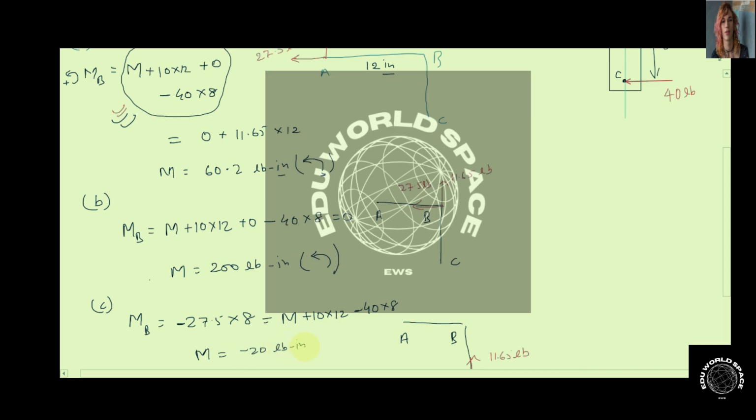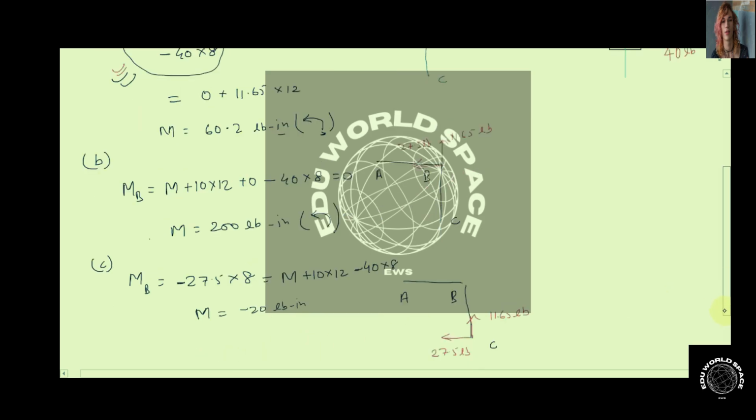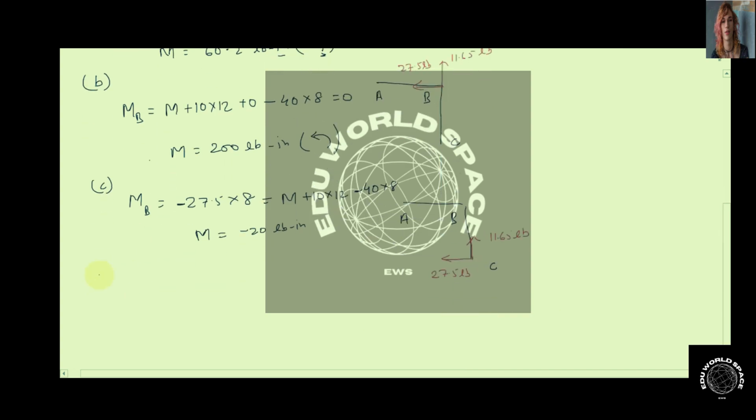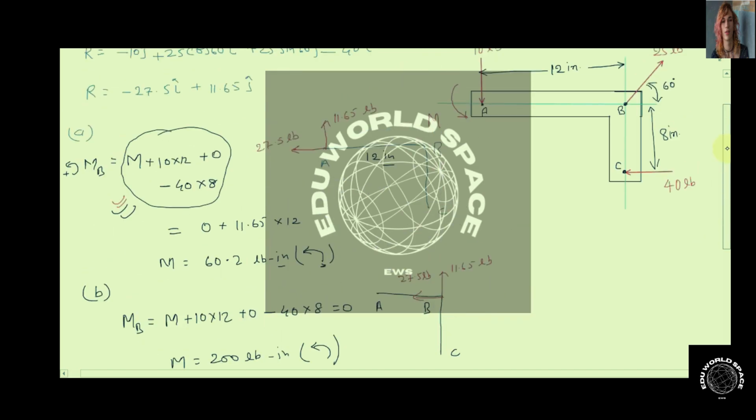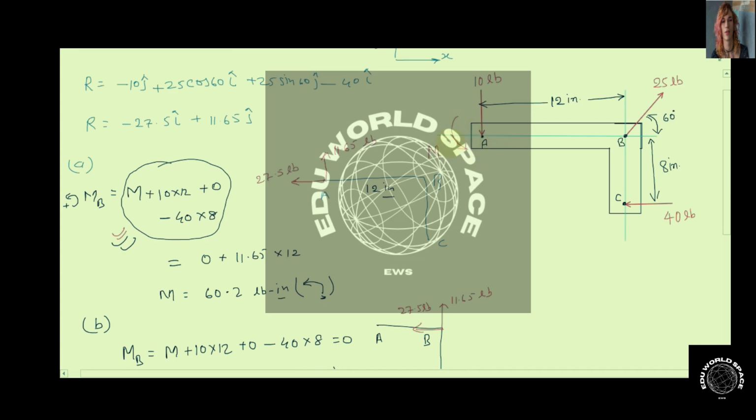So what does this minus sign indicate? It indicates that the moment acting at end A is 20 pound-inch in the clockwise direction. It means that in the first part and second part, the moment direction should be counterclockwise, but in the third part the moment direction should be clockwise.